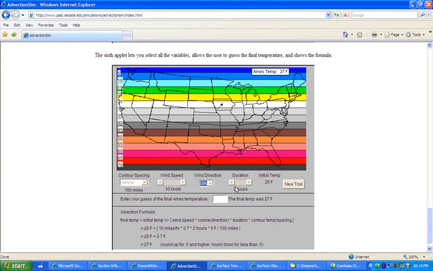I hope this module on fronts and advection has been helpful for you.